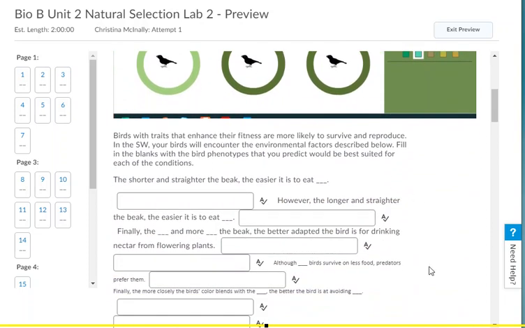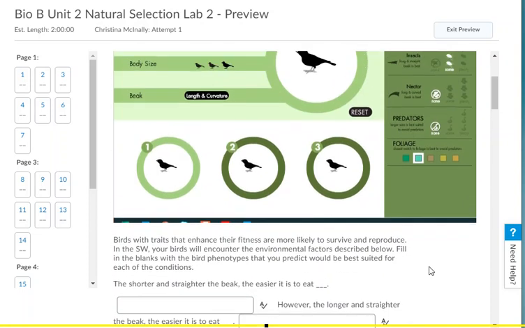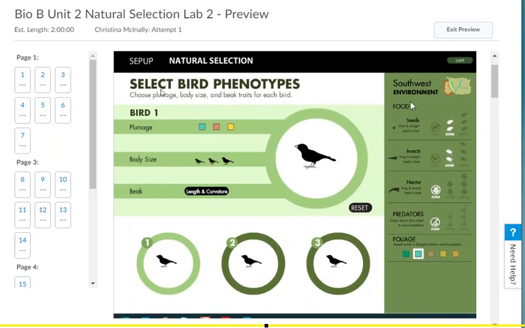In this section, you're supposed to write down words that fill in the blanks for predicting which type of bird would be best in this region. If you look at the sidebar, it lists the information about the Southwest region. There are some seeds, but not plenty. There are some bugs, insects, but not plenty. There are no flowering food sources, so no nectar.